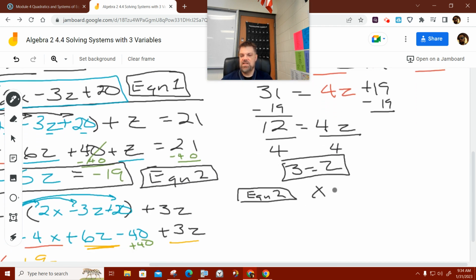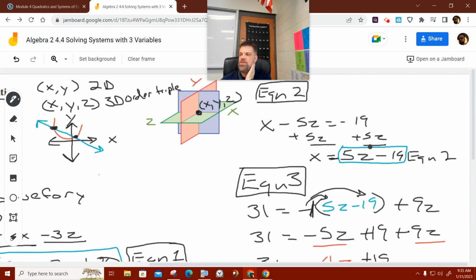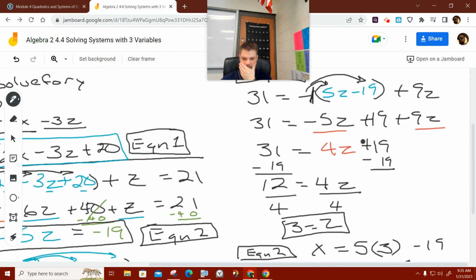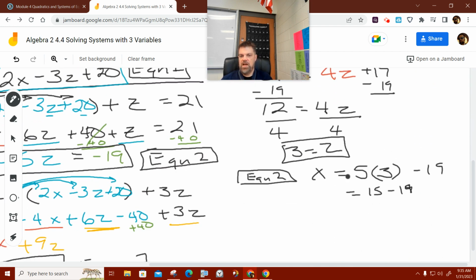So if I want to know the x value, I plug that in. So I'm going to say the x is equal to, let me scroll up, 5z minus 19. So I'm going to say 5z minus 19, right? But z is supposed to equal 3. So I get 15 minus 19. Whoops. That's equation 2. This is the modified equation 2, right? So that is x. X is equal to, technically it's not equation 2 anymore, but I like to keep track of them. So x equals negative 4.